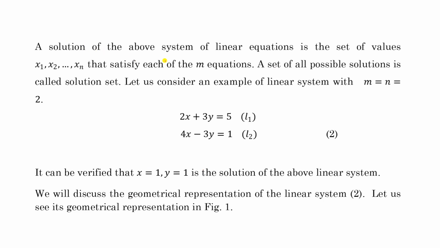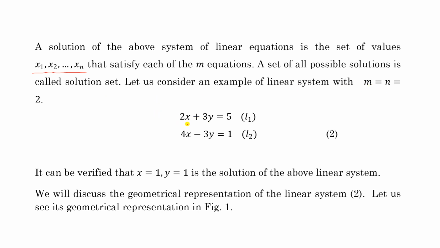A solution of the above system of linear equations is a set of values x1 to xn that satisfy each of the m equations. A set of all possible solutions is called the solution set. Now, to understand the different types of solution, we take only two variables because for two variables it is very easy to represent it graphically and to understand all these solutions. So we will start with the case when m equal to n equal to 2.